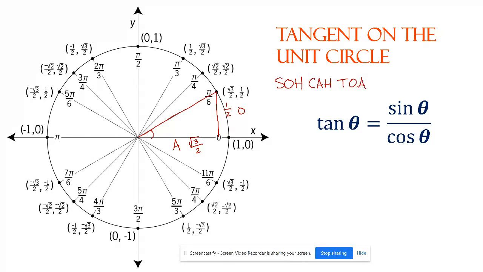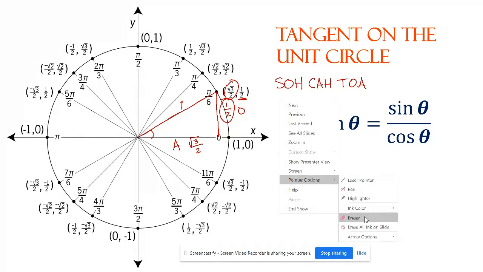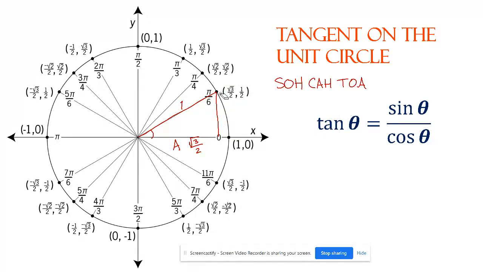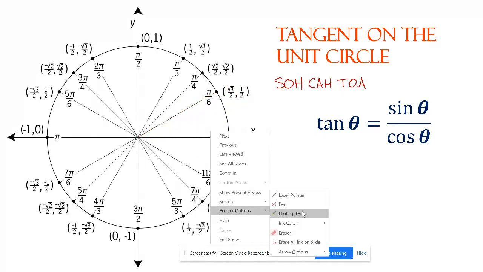is opposite over adjacent. And here on the unit circle, the opposite always ends up being the sine because the hypotenuse is always 1. And the adjacent always ends up being the cosine, again, because the hypotenuse is 1. So to find tangent, you just take the sine over the cosine. So let's go ahead and find the tangent of pi over 6, of that 30-degree angle.